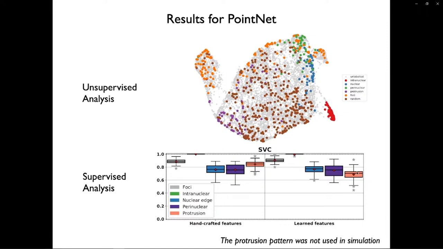The only exception is the protrusion pattern, and the reason is that we didn't include it in the simulation. That is also a result, of course: if you really want to classify the patterns with high fidelity, you had better have them inside the simulation. But you do not have to be very careful to simulate patterns that are very close to reality. It's quite robust with respect to that.